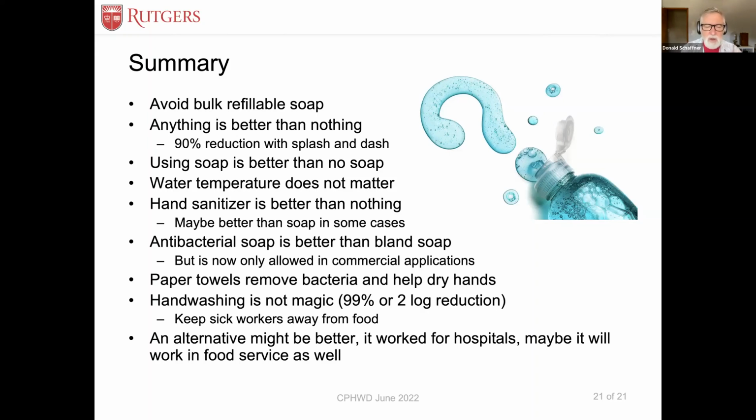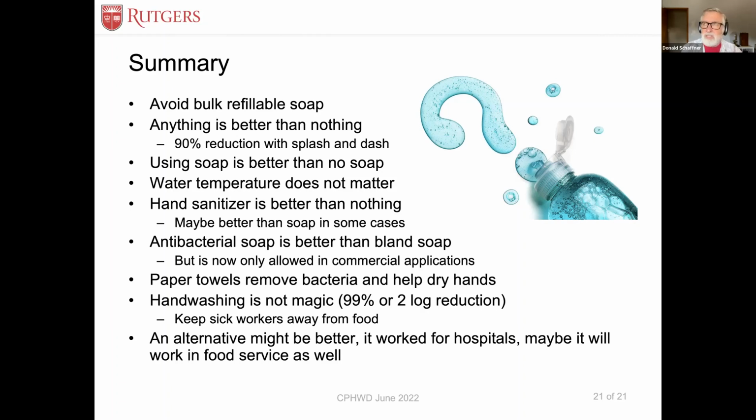Also keep in mind that hand washing is not magic. Hand washing does give you about a 99% reduction in the number of bacteria on your hands. That's about 2 orders of magnitude or 2 logs. But remember that that's not 100%, and if you started off with 1 million or 100 million bacteria on your hands, after a good, perfect, well-executed hand wash, you're still going to have a lot of bacteria left on your hands.